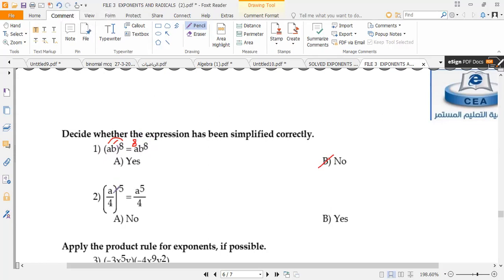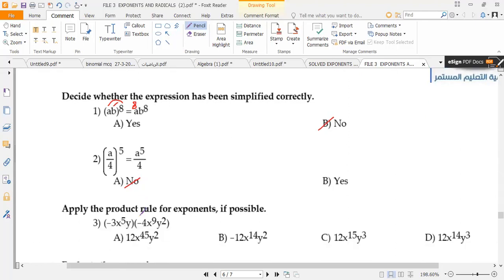The next question. Jumana, yes. It's 8 divided by 4 and all of this to the power of 5. So the answer is written as 8 to the power of 5 over 4. Do you think this is correct or not? It is not correct. Why? Because the power of 5 is only on the A. Yes, exactly. You have to distribute that. So it will be no.